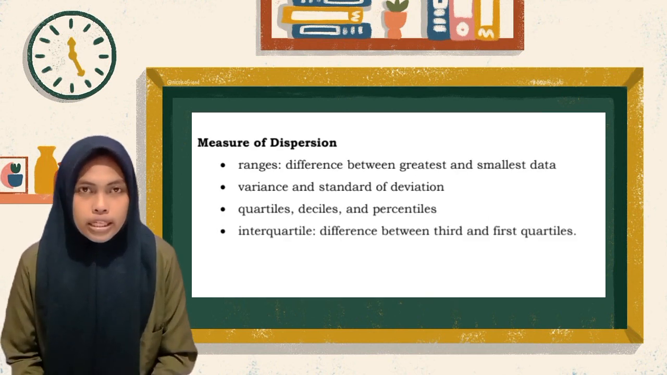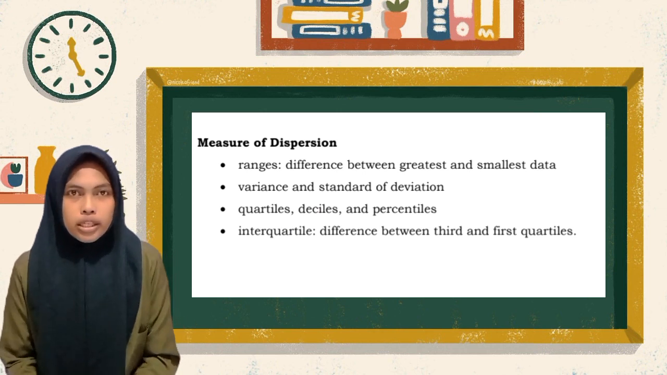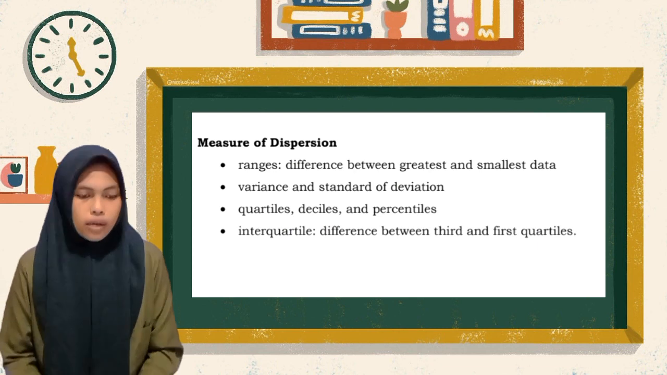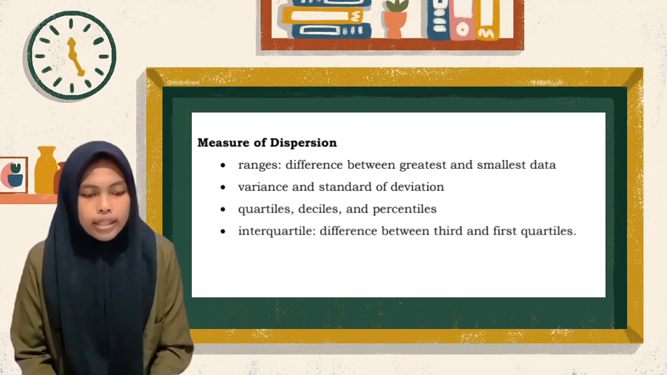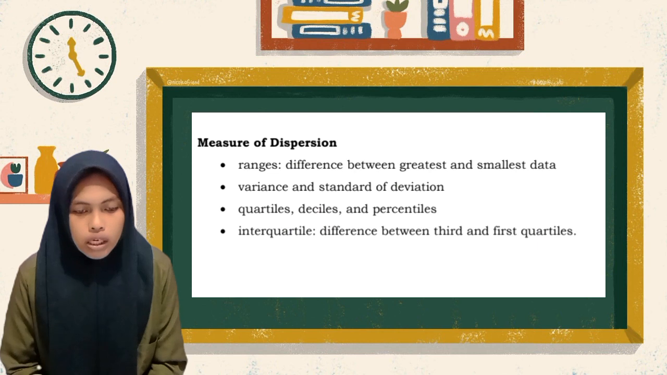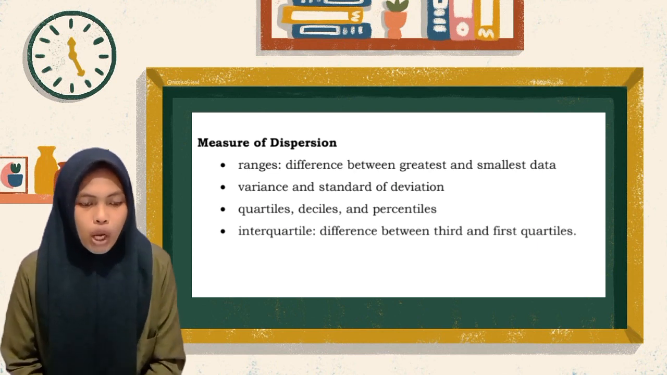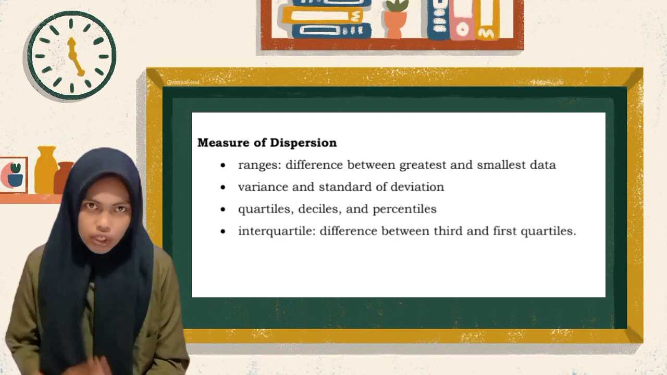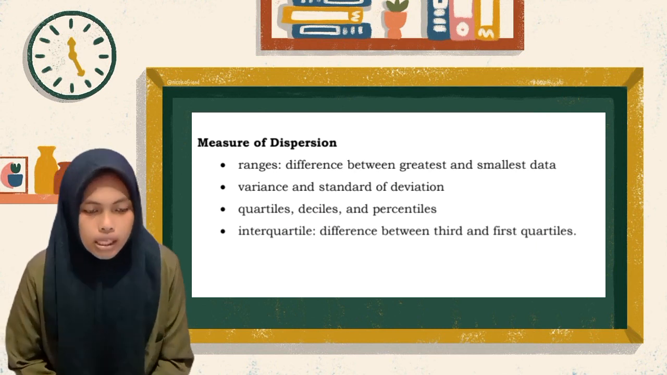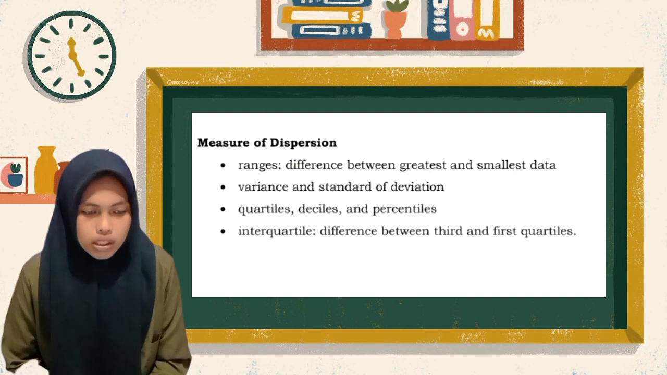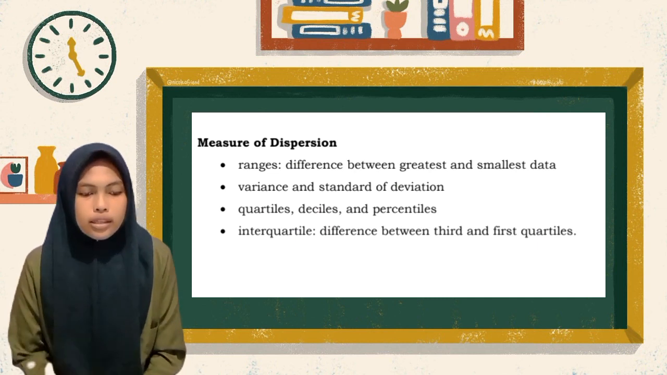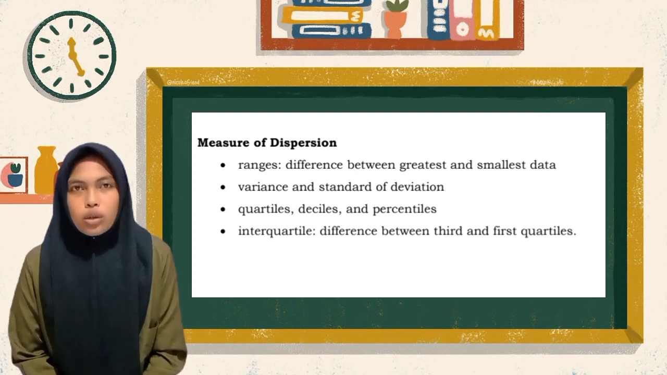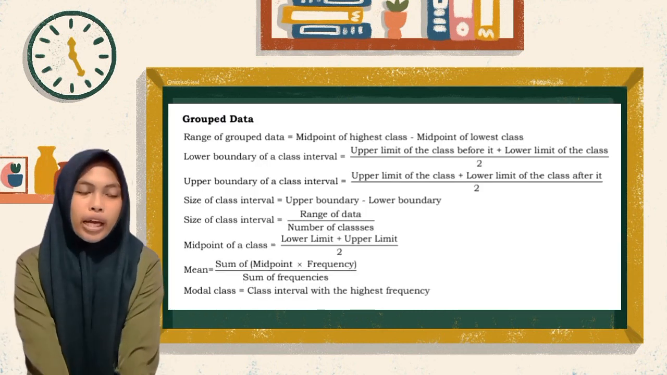Measures of dispersion are range, variance, quartile, and interquartile. Range is the difference between the greatest and smallest data. Variance and standard deviation. Quartiles, deciles, and percentiles. And interquartile is the difference between the third and first quartile. Next, grouped data.